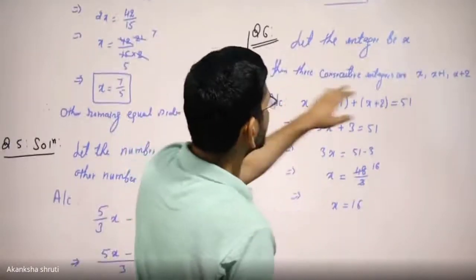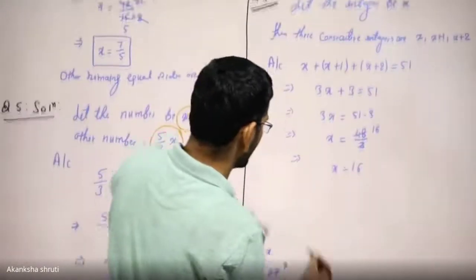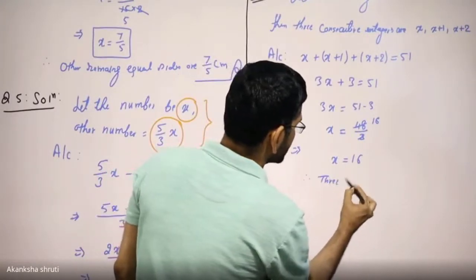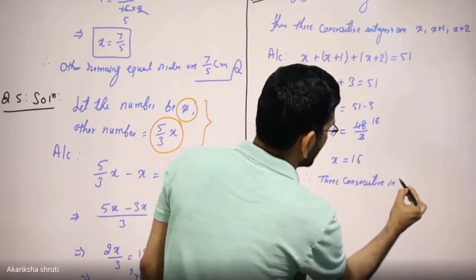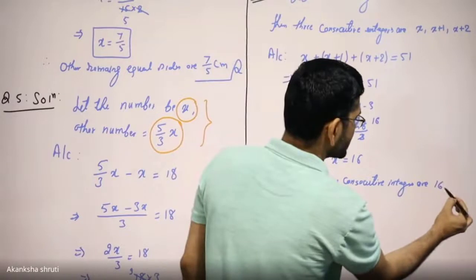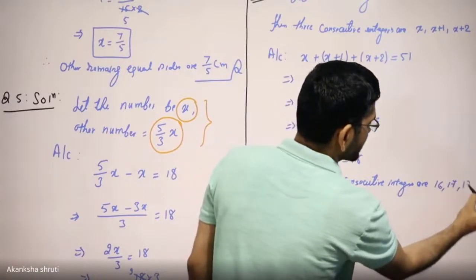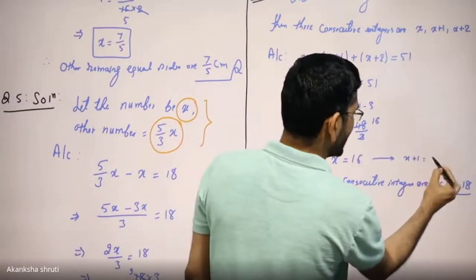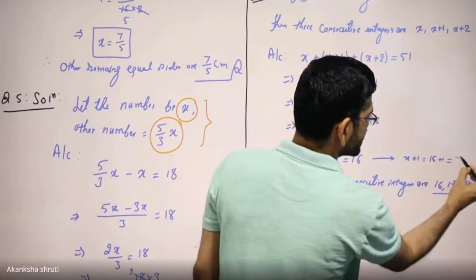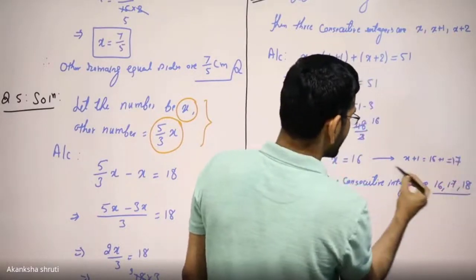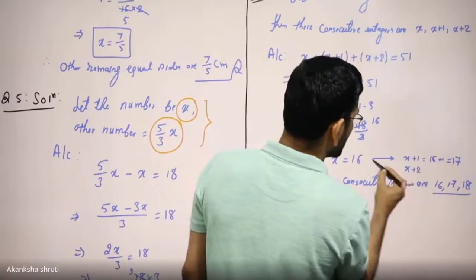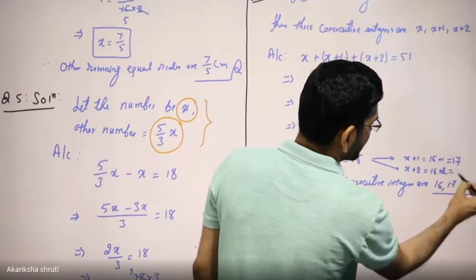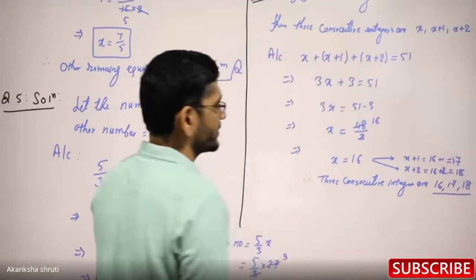But what are the 3 consecutive integers? It will be x, x plus 1, x plus 2 also. Therefore, the 3 consecutive integers are: one is 16, the other increased by 1 becomes 17, the other one is 18. From this 16 we have calculated x plus 1 as 16 plus 1, it is this 17 that we have written here, and the other is x plus 2, the other one, it is 16 plus 2, it is 18. So these are the 3 consecutive integers.